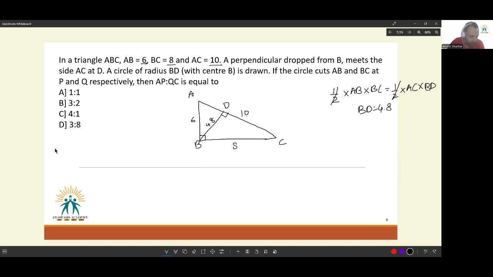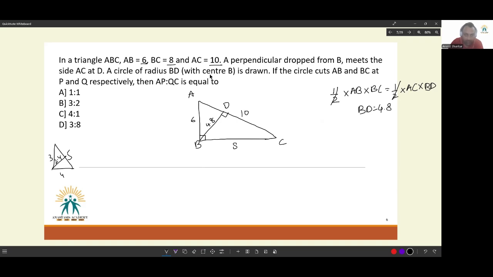By lots of vigorous practice, my expectation is that 3, 4, 5, and the altitude being 2.4 here, these numbers are pretty much embedded in our head. But even if they are not embedded, we can of course arrive at the length of BD.